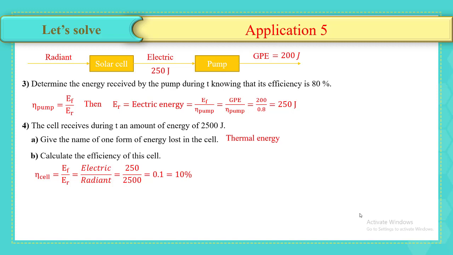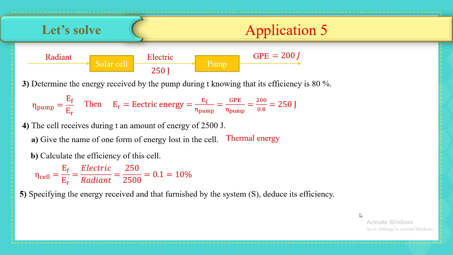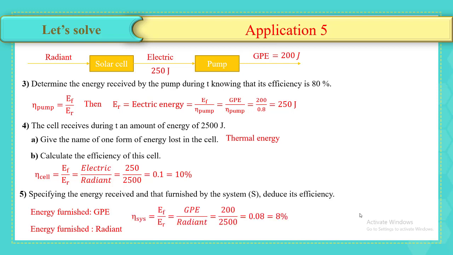In the last question, we have to calculate the efficiency of the system S by specifying the energy furnished and received by the system. The energy received by the system is radiant energy, and the energy furnished by the system is the gravitational potential energy. I apply the efficiency rule to the system, I substitute, and the efficiency of the system is equal to 0.08, which is equivalent to 8%.